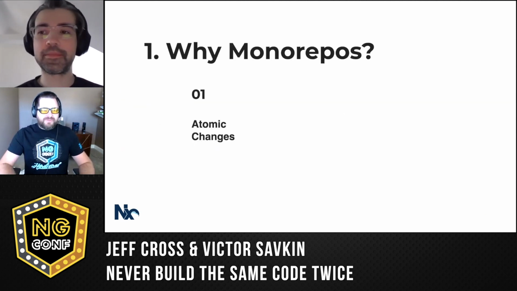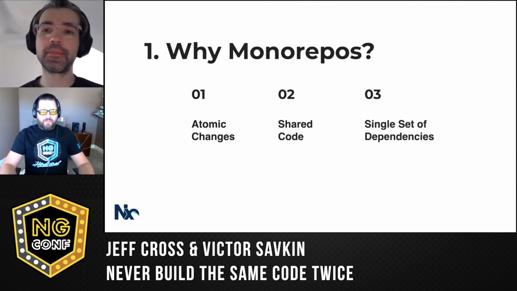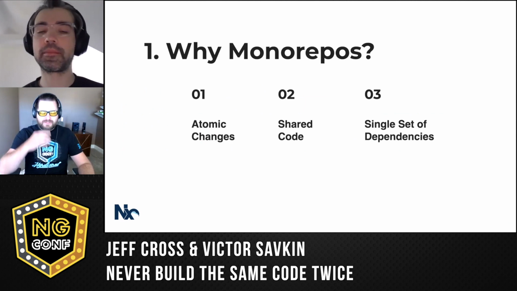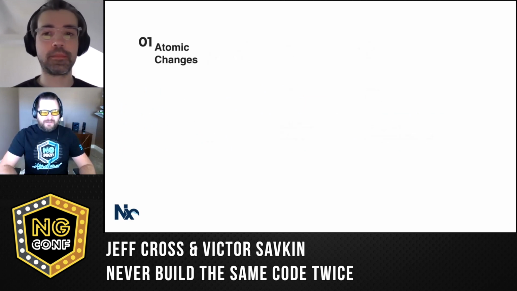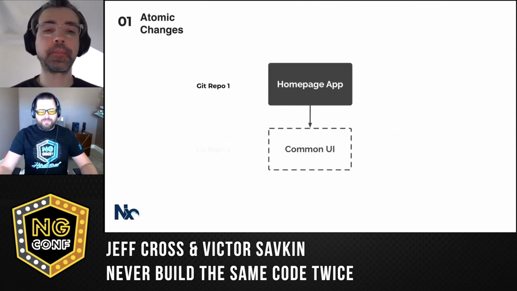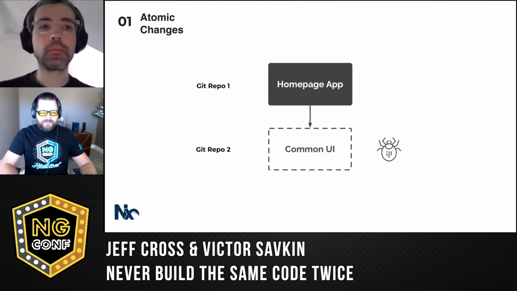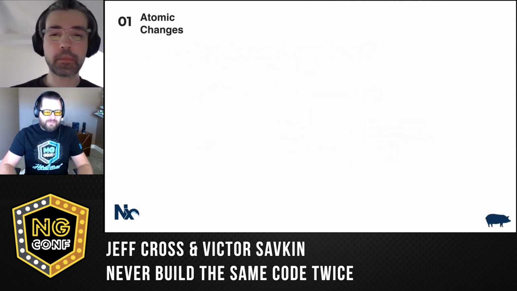So monorepos, what's the point of monorepos? Well, there are 3 things that I'll show why monorepos are great. One is atomic changes, so having atomic changes and flat history. If we look at an example here of an app where we have a homepage app, and it depends on a common UI library, and these are both split into 2 Git repositories. And then we spot a bug in the common UI repository.